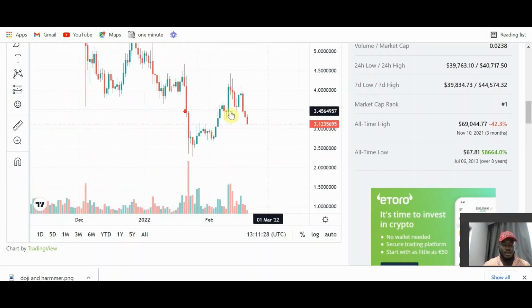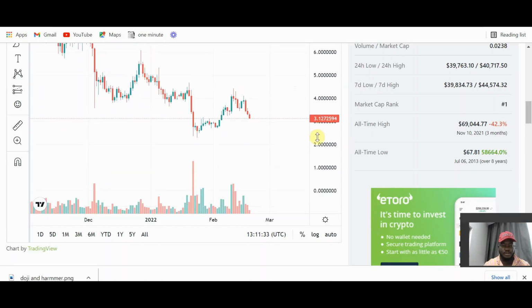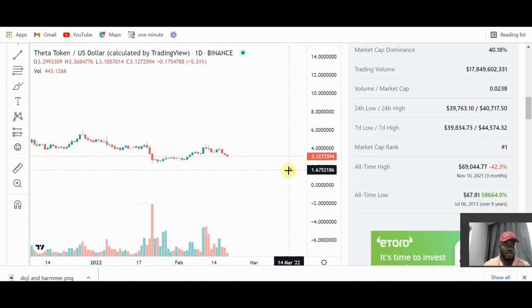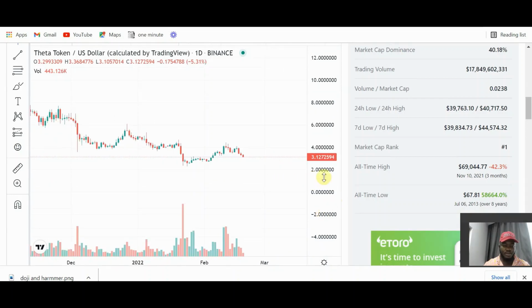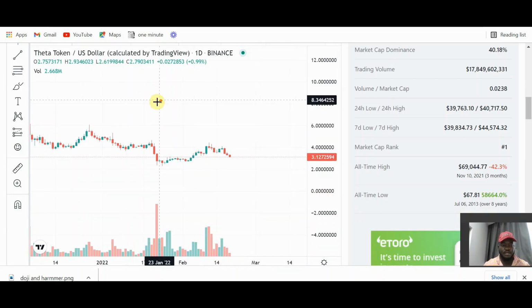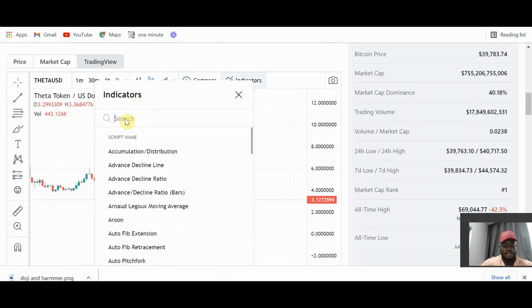So what did I use in making this trade? I used simple moving average. I added all my simple moving averages, and it helps me to know where the price is moving to. So right now I'm going to combine three indicators. This is what I use. I'm going to combine three indicators to show you how I do my analysis. First, I'll add RSI.